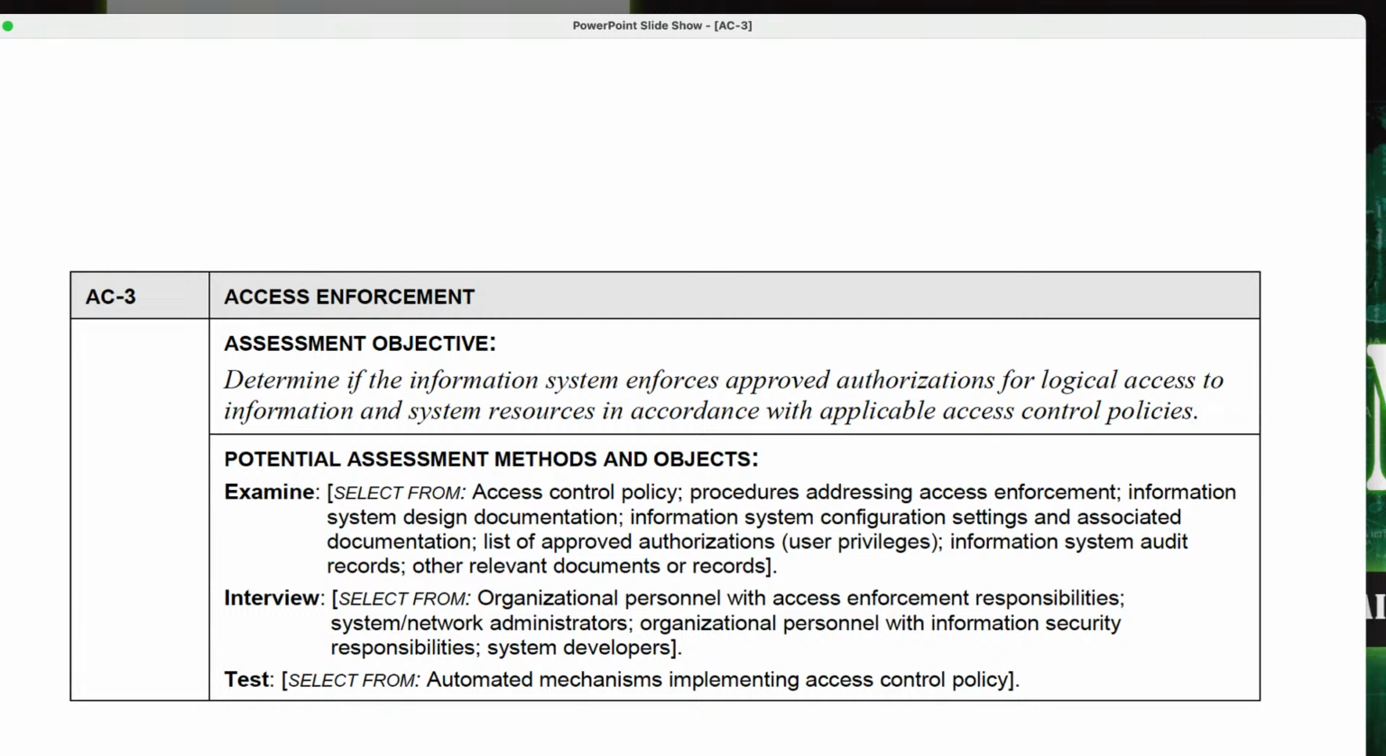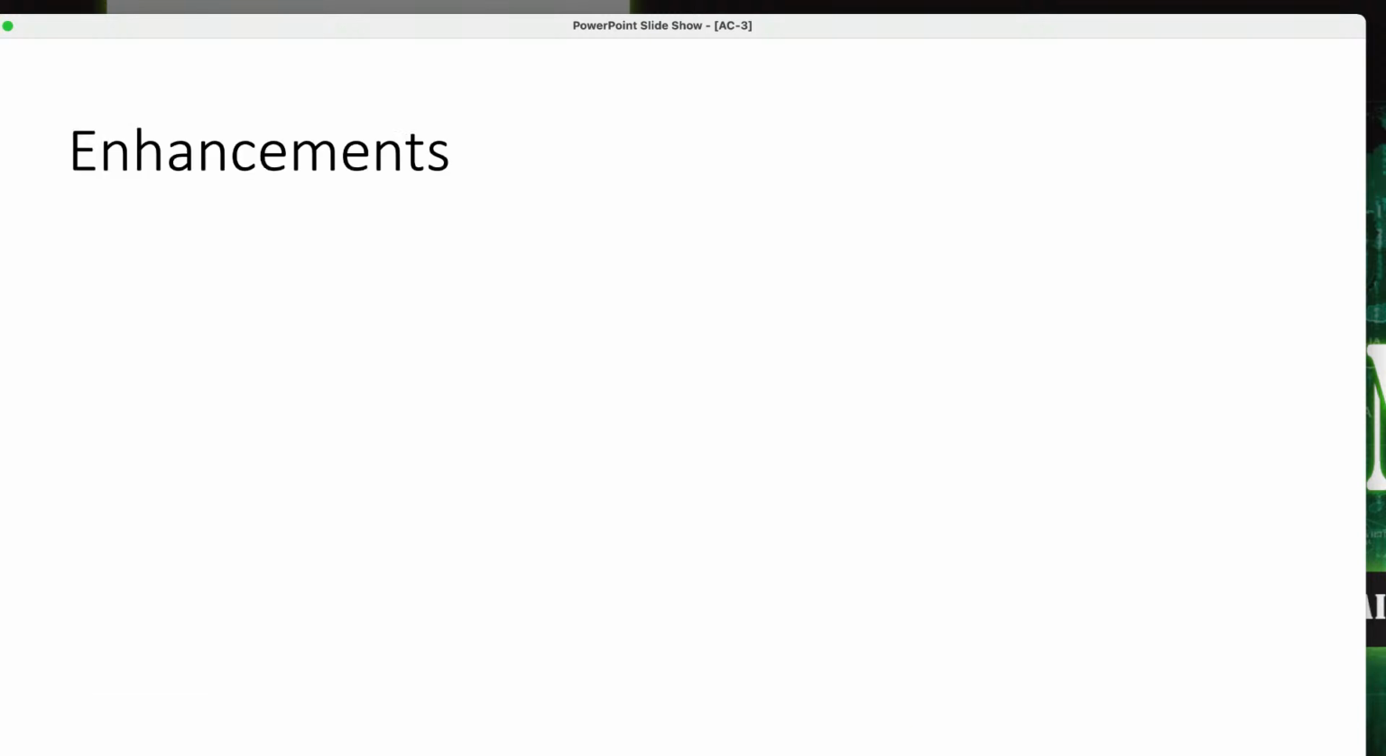I can interview personnel with access enforcement responsibility, information security responsibility, network and system administrators, those kind of folks. And then I'm obviously going to test the mechanisms to see if the access control works. Can I log in with a person that is authorized to access the information? Can I access it? And then, if I log in as a person that's not authorized, can I get to the information as well? That'd be a big failure, of course. So that is AC-3 by itself.